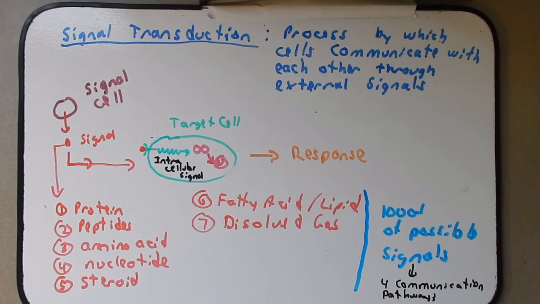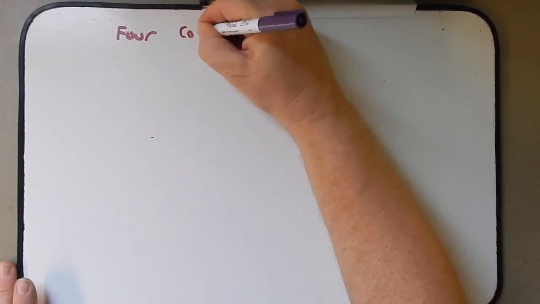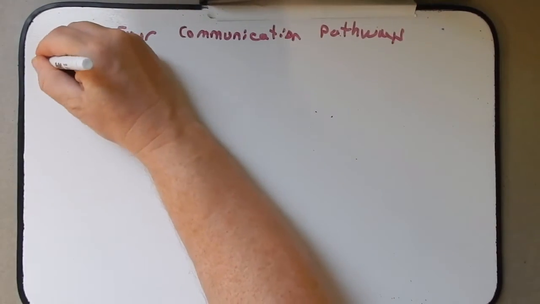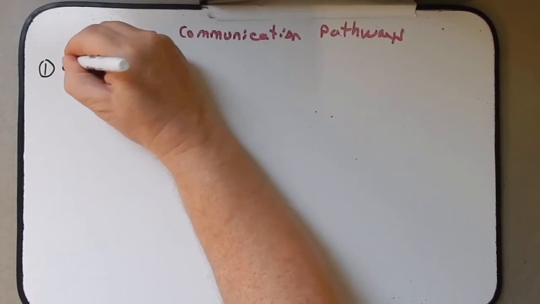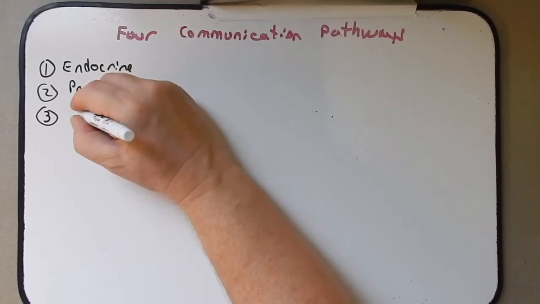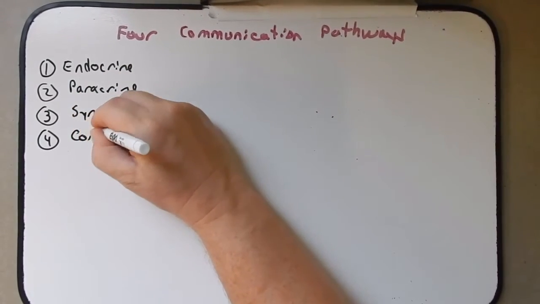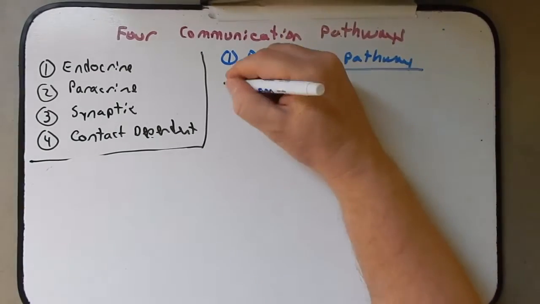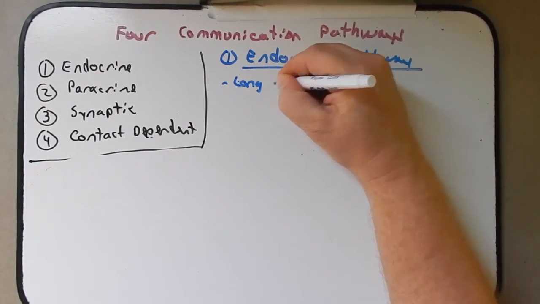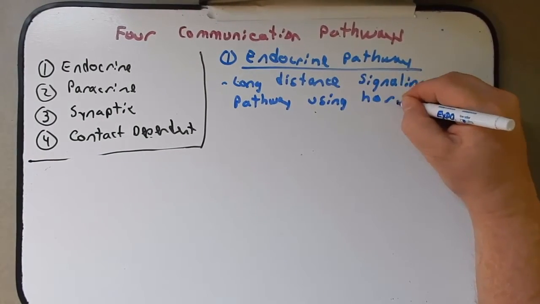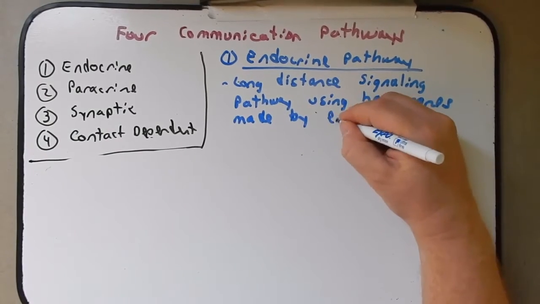And so I want to spend some time talking about these 4 different pathways. So we're going to talk about 4 communication pathways. I'll list them first, then we'll talk about them. Endocrine, paracrine, synaptic, and contact dependent. So let's start with the endocrine pathway. The endocrine pathway is a long distance signaling pathway using hormones made by endocrine cells.